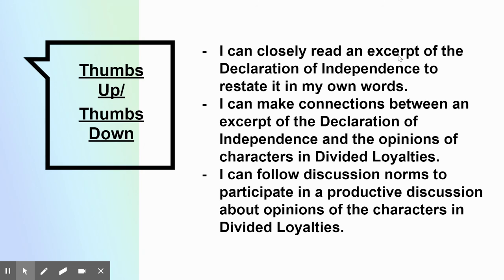I can closely read an excerpt of the Declaration of Independence to restate it. I can make connections between the excerpt and the opinions of characters and divided loyalties, and I can follow discussion norms and participate in a productive discussion. That is it for the day.